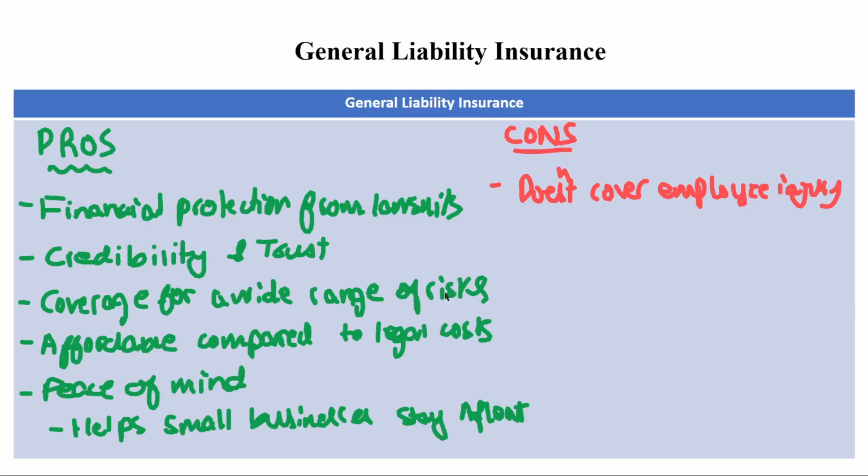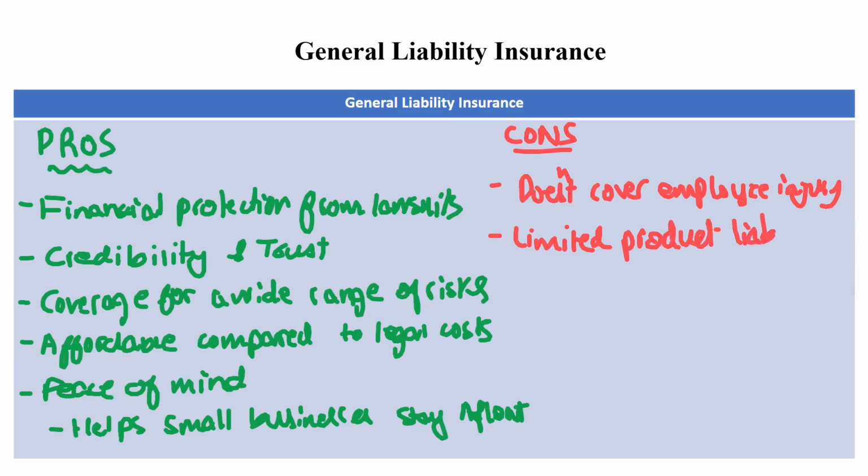Then we have limited product liability coverage. Businesses that manufacture, distribute, or sell products face risks if their products cause harm to consumers. GLI offers only limited protection for product-related claims. Product liability insurance is necessary to provide full coverage for businesses in these industries, ensuring protection against product defects, malfunctions, and recalls.